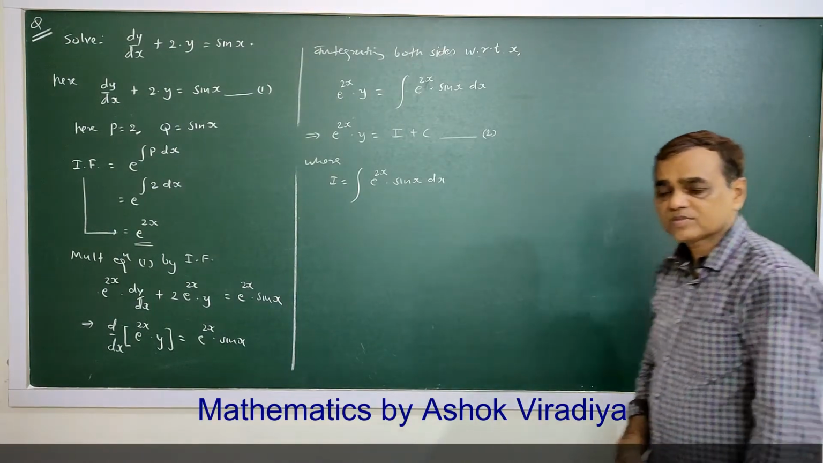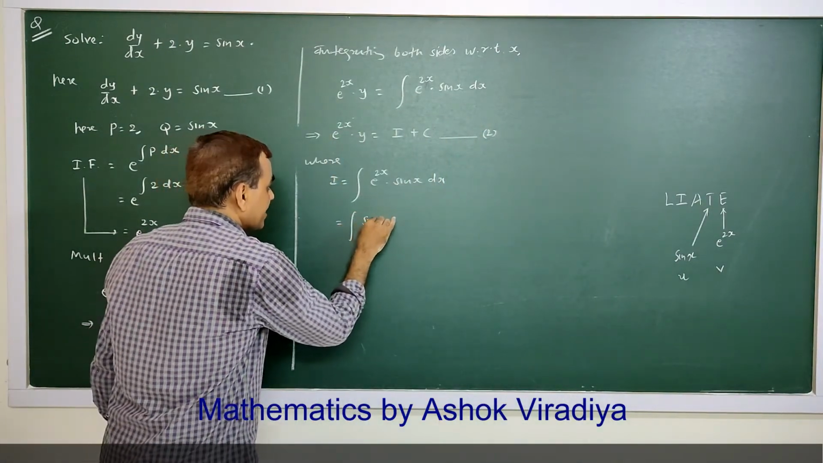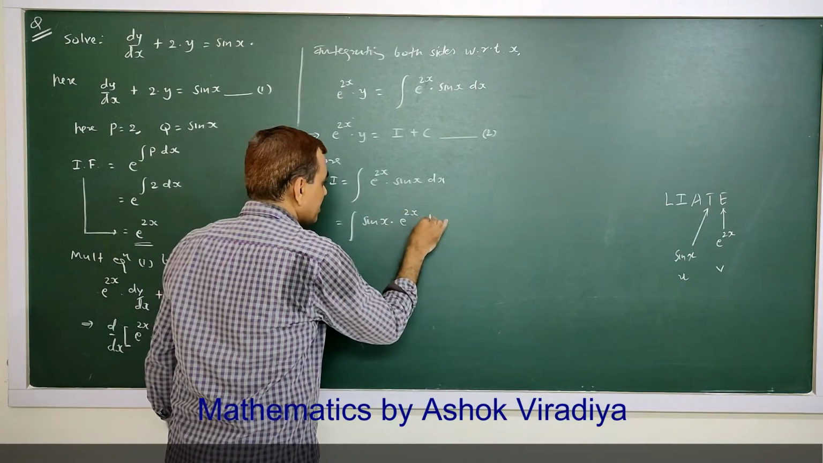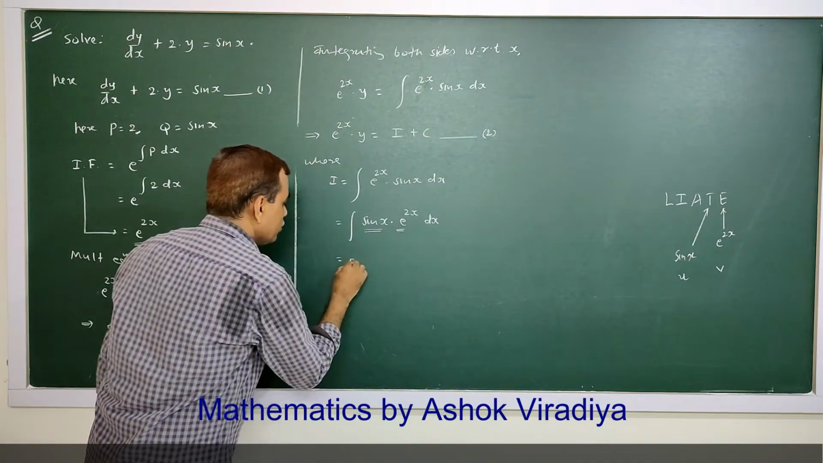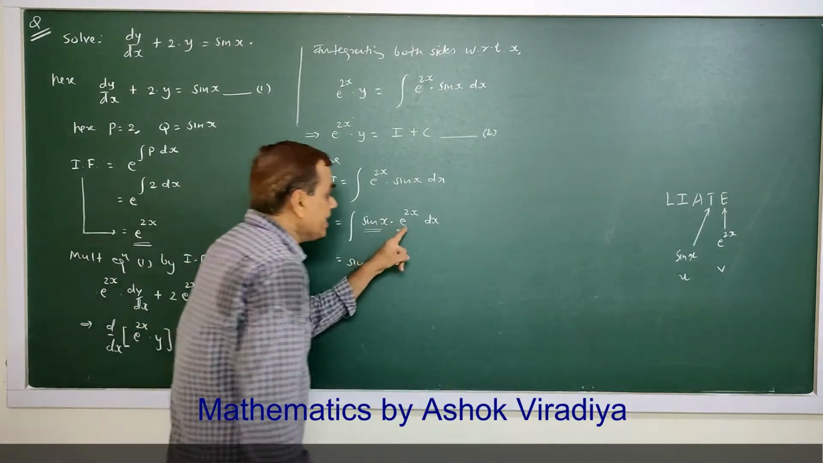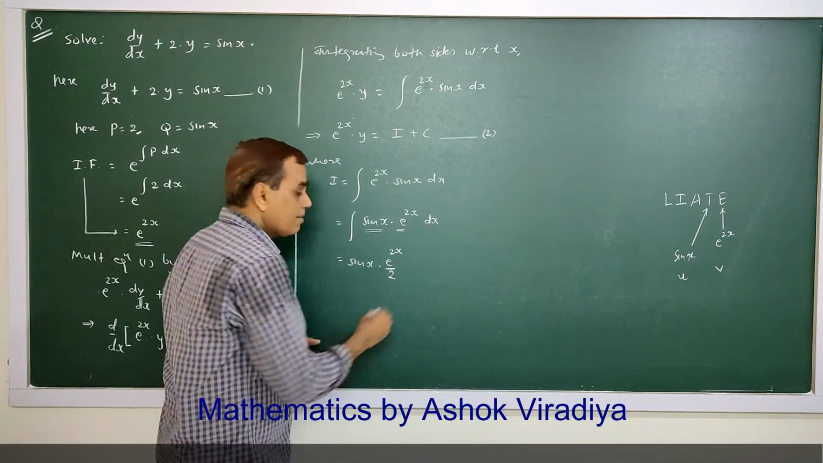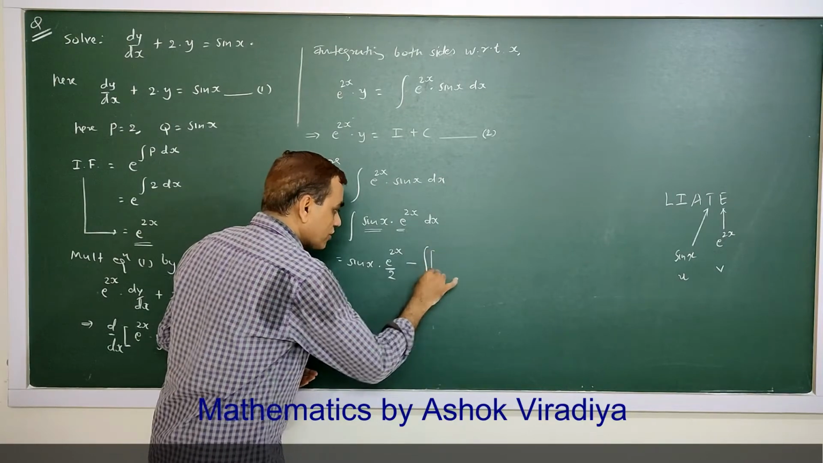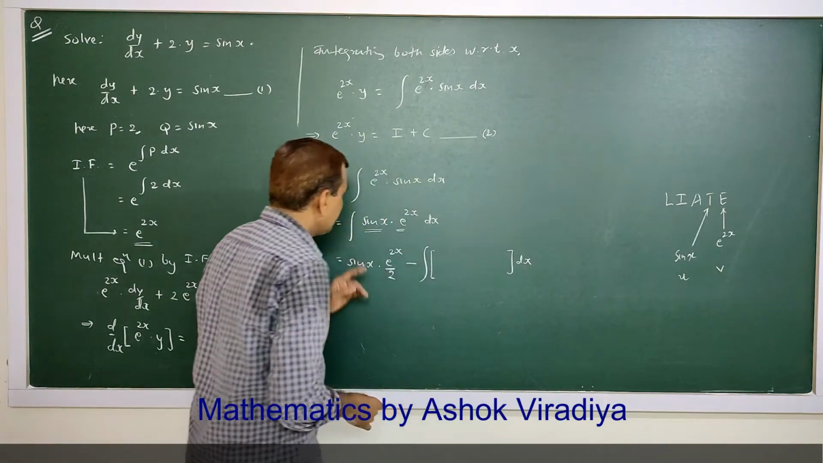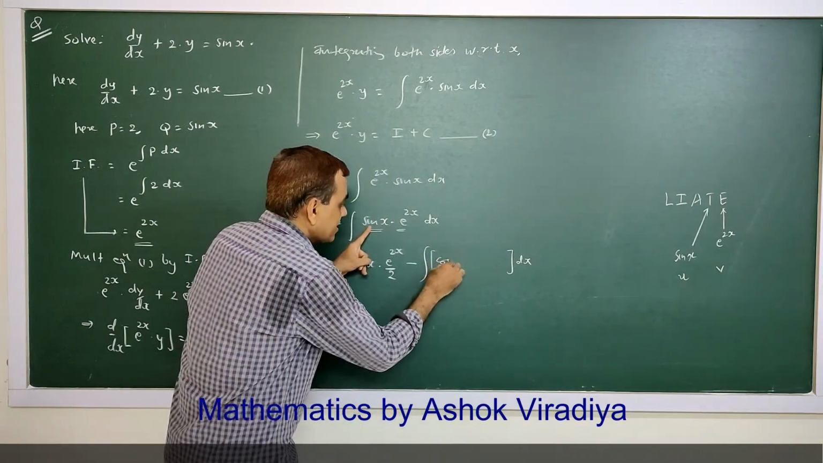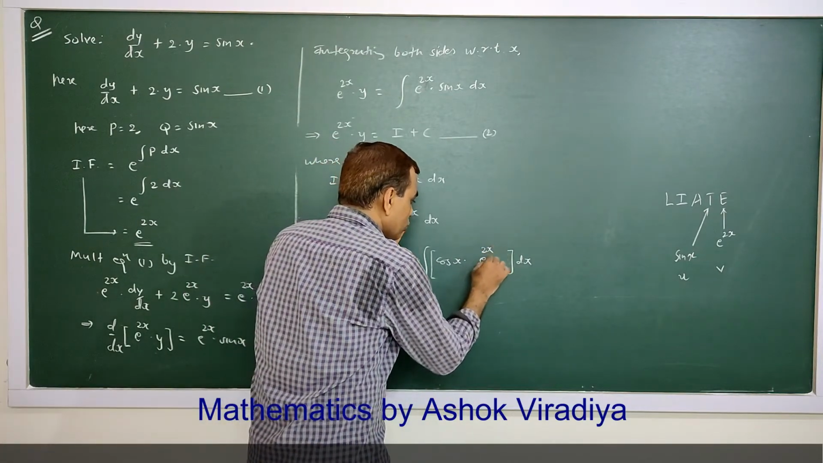For the next step, apply the rule of integration by parts. So it is equal to integral of sin x into e raised to 2x dx. So that is now u into v. So u as it is, integral of v, so e raised to 2x by 2, minus integral of box, meaning bracket. In the box what do we put? We put the derivative of u, derivative of sin x, into the integral of v, that is e raised to 2x by 2.